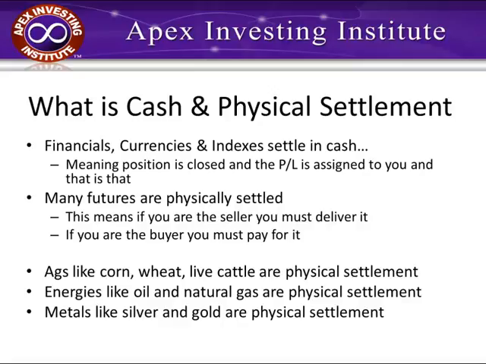All right? Physically settled: corn, wheat, cattle, oil, natural gas, silver, gold, things like that are physically settled. So they actually have to be delivered or taken. But things like indexes and currencies and a lot of the financials, they just cash settle out the profit or loss in the contract, and it's done. If you have more questions about that, just ask them in the forum.